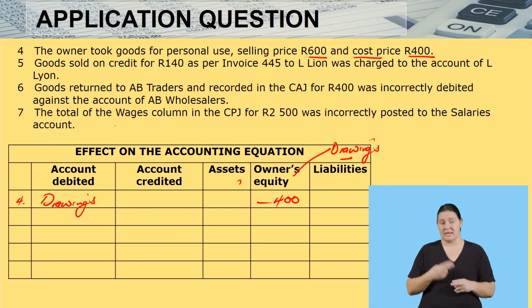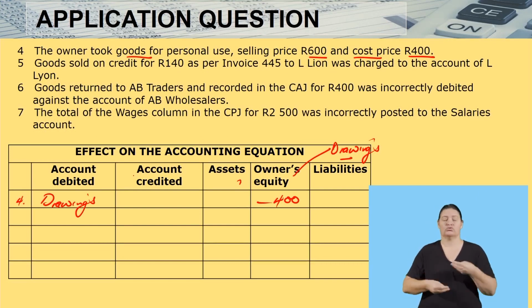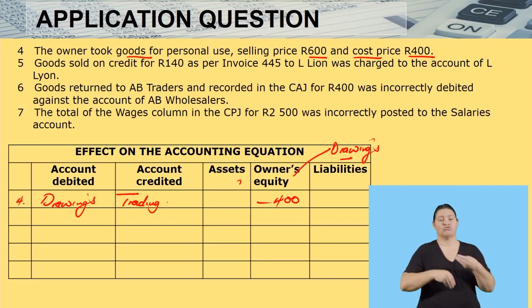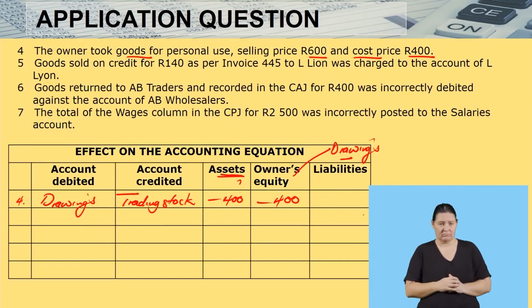And then what did he take for personal use? This is goods. So we're talking trading stock. The account to be credited therefore becomes my trading stock. Once my trading stock, which is an asset, is credited, it means we are decreasing it. That means I'm coming now to my asset and I'm decreasing it by 400. Is there any effect on my liabilities? Definitely no effect on my liabilities.